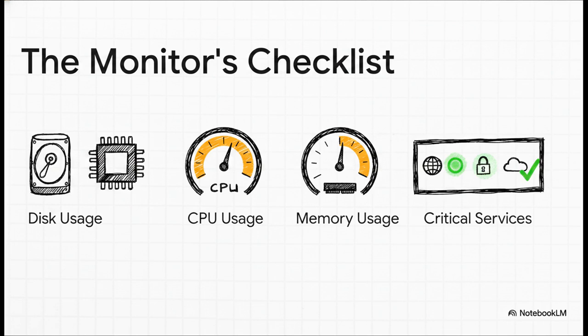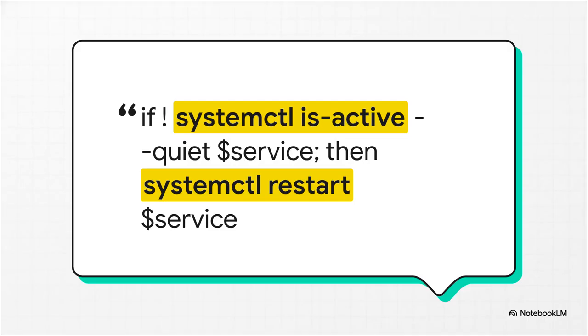But it does something else that's incredibly important. It also checks to make sure our critical services, like our web server or our SSH access, are actually up and running. And this right here is where the real power of our monitor script shines through. It doesn't just tell you there's a problem, it fixes it. This command checks if a service is active. That little exclamation point means if not active, then it immediately runs the command to restart the service. This is proactive automation at its absolute best.